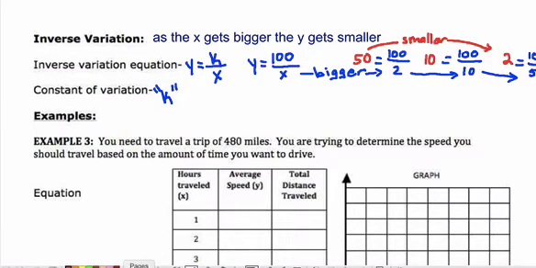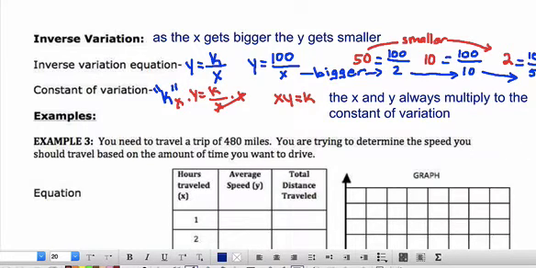Another thing to know about the constant of variation is if I were to take this equation and solve for k, so just rearrange the equation, so get the x to the other side, I would multiply both sides by x. So I take y equals k over x, and I multiply both sides by x. They cancel out over here, and I'm left with x times y equals k. Okay, so the x and y are always going to multiply to the constant of variation.